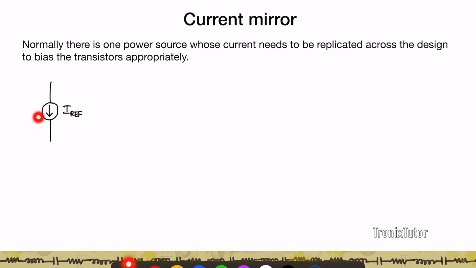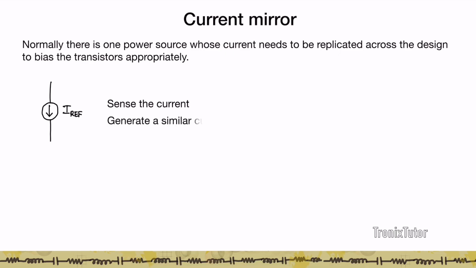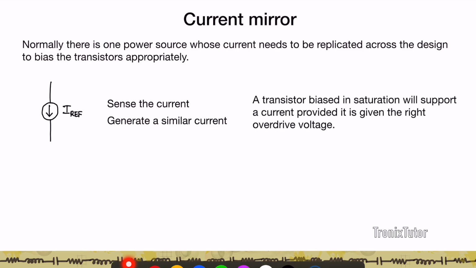For example, you have this reference current Iref and that current needs to be replicated around the circuit. So you need to have a way to sense that current and then to generate a similar current, and that component can be repeated across the circuit. Now we know that a transistor, when it's biased in saturation, gives the right current if I'm able to find out the right voltage it needs to be given.